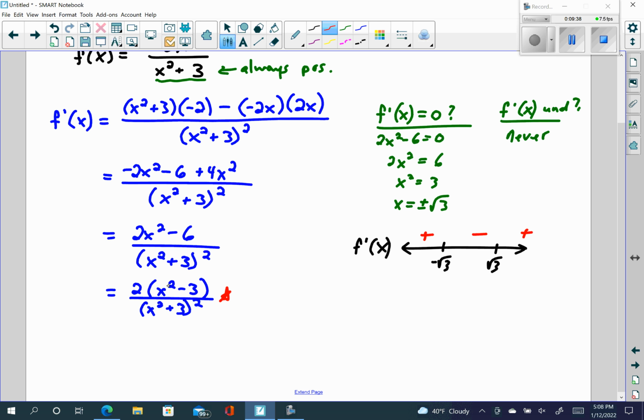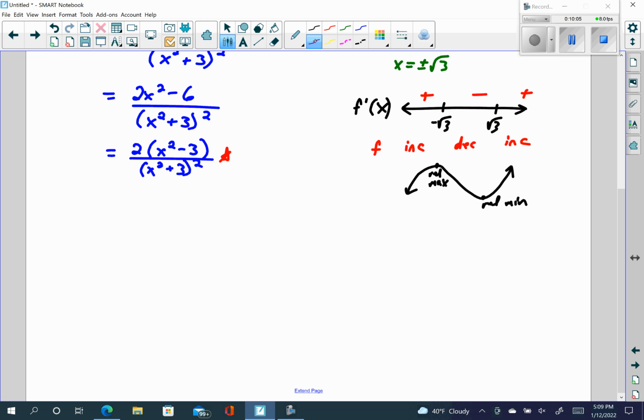If we tested a positive 2, we would get a 4 minus 3. So positive 1 times 2, everything's positive here. So this tells us our function is increasing, decreasing, and then increasing again. Now we could even make a little sketch of the graph here, just showing this. Just to show we have a relative max here and a relative min here. So we need to evaluate f of negative radical 3 and then f of radical 3. So again, f of x was equal to negative 2x over x squared plus 3.